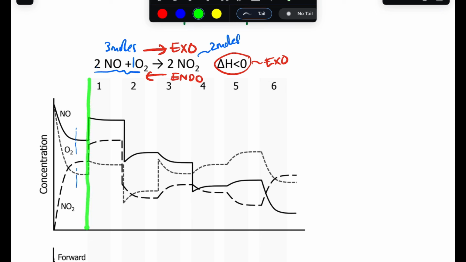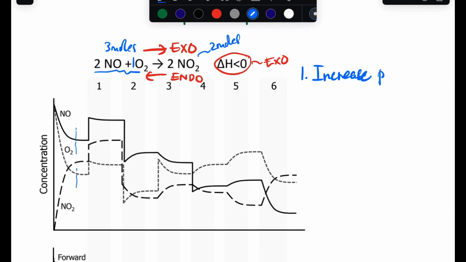So here there is a disturbance. What happened here? We're going to look at the concentration of reactants and product. If you're looking here, the reactants increase, the nitrogen oxide and the oxygen, and the product increases too. So when the concentration of both reactants and product increases, that means there's an increase in pressure. So I'll write 1. What was the disturbance there? It was an increase in pressure, right?